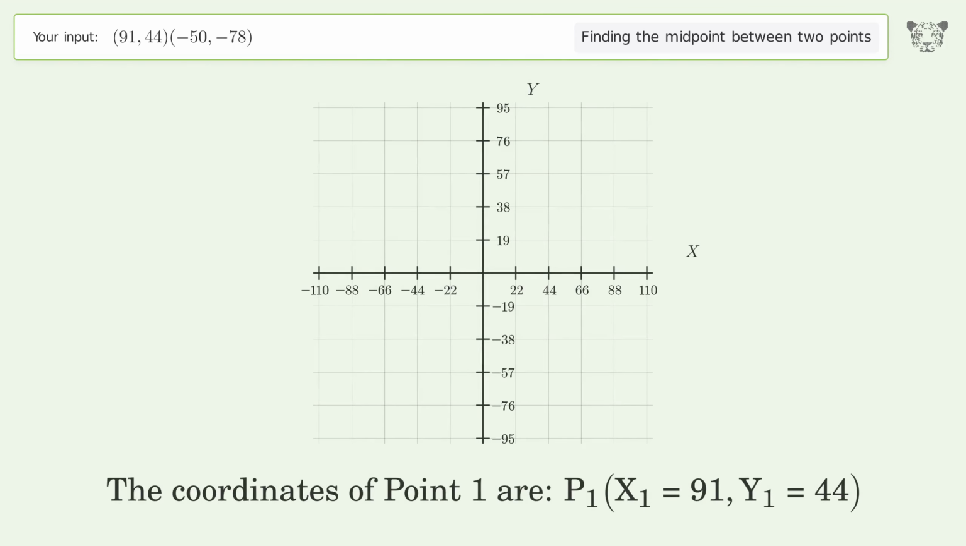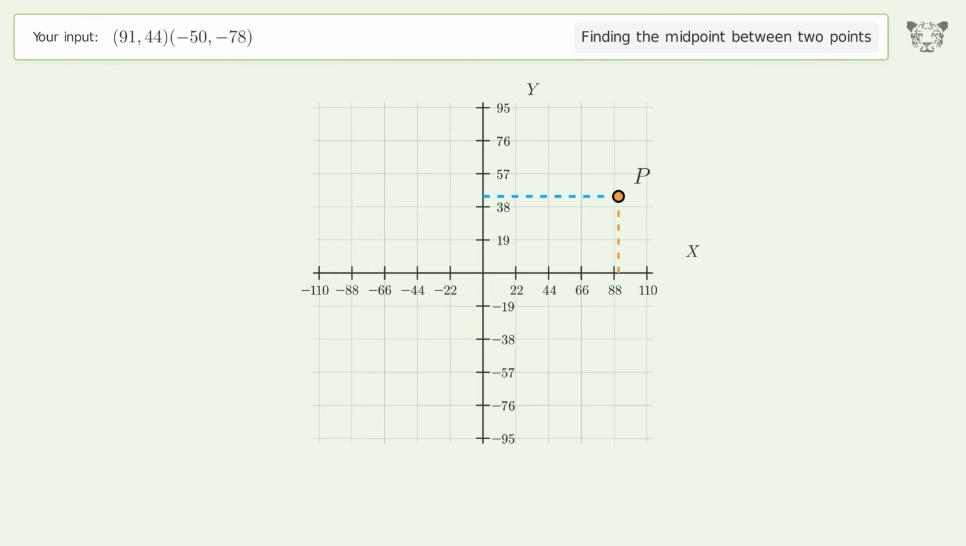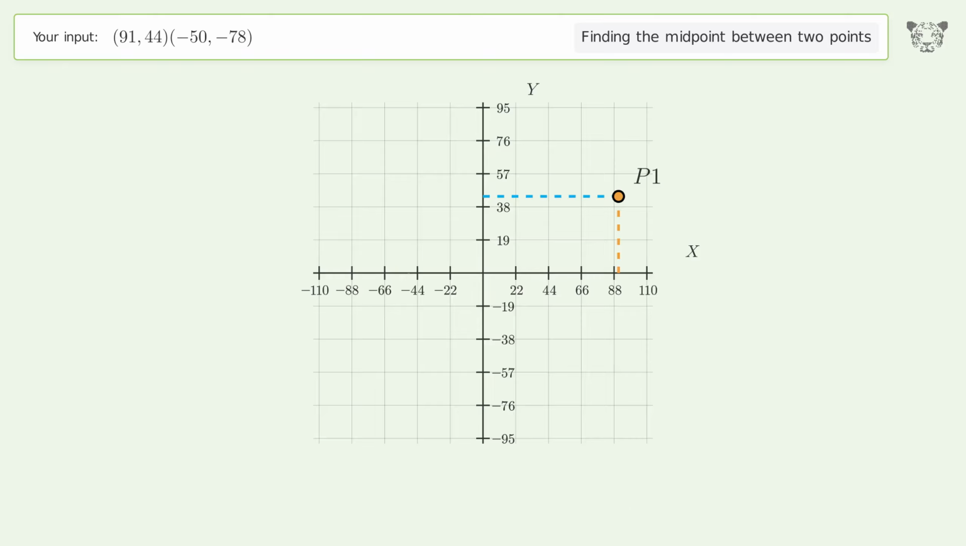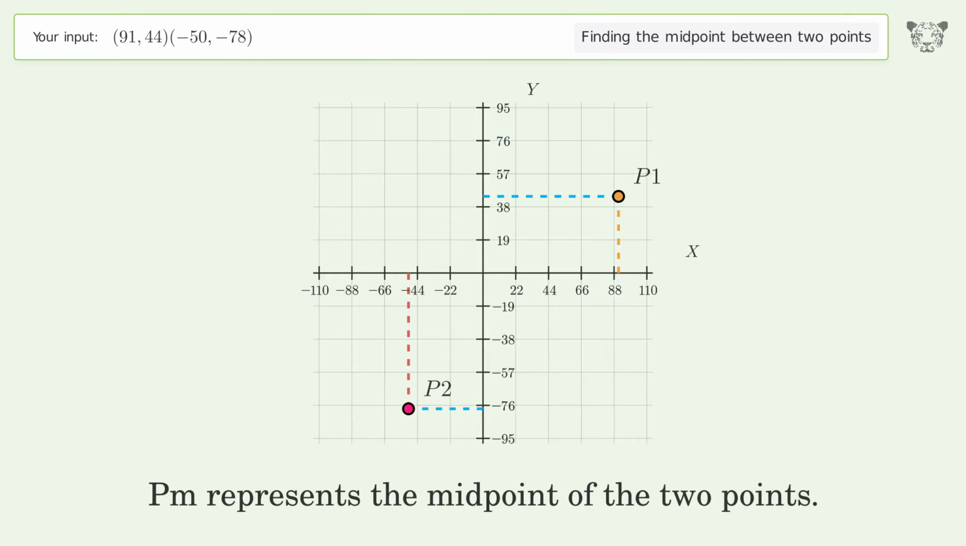The coordinates of point 1 are, x1 equals 91, y1 equals 44. The coordinates of point 2 are, x2 equals -50, y2 equals -78. PM represents the midpoint of the 2 points.